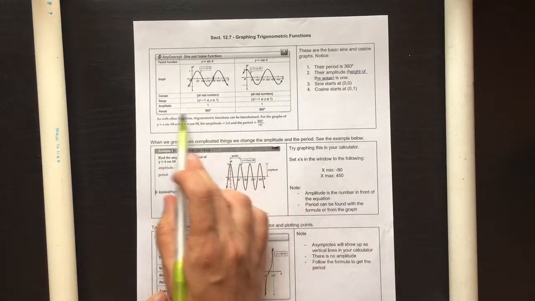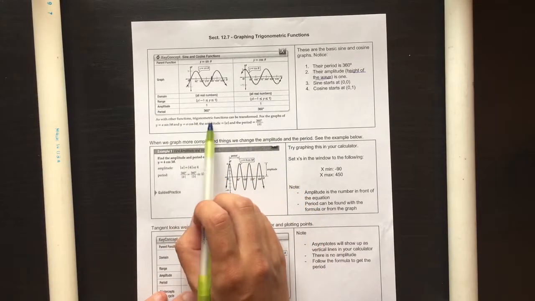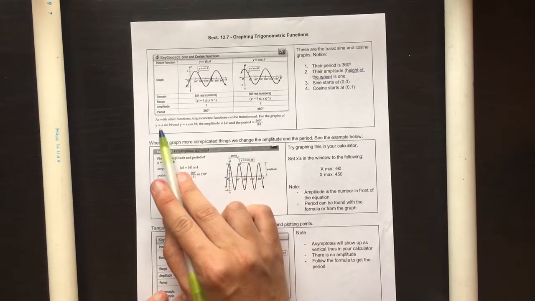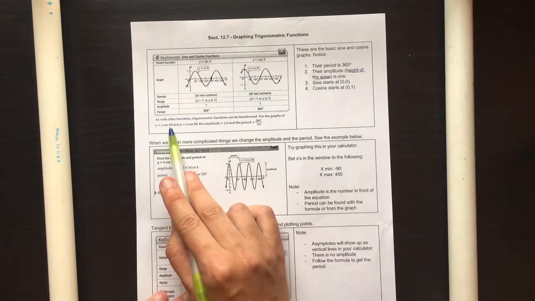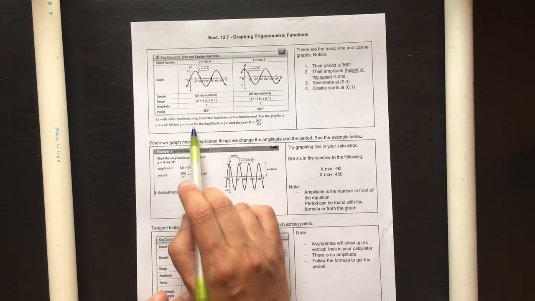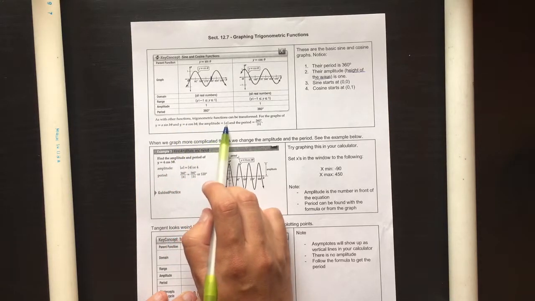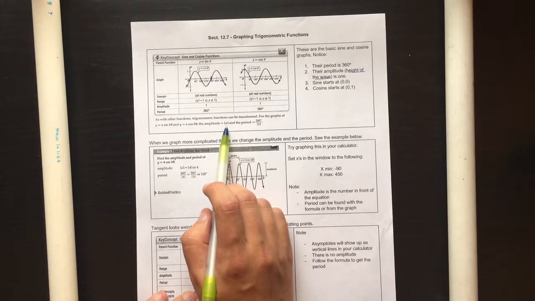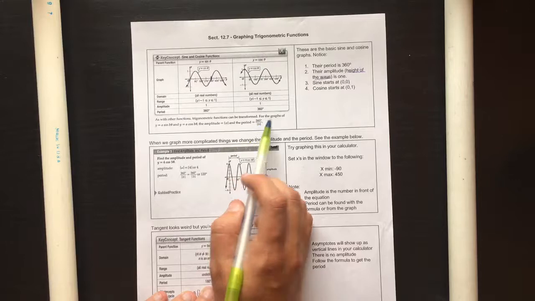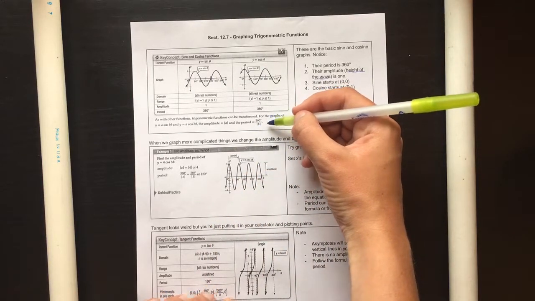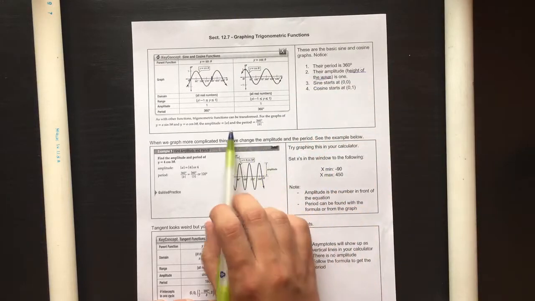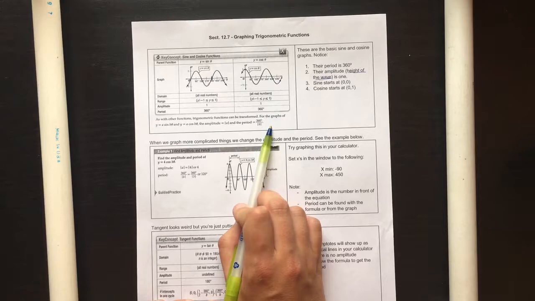Then down here, this is also important information. It says, as with other functions, trigonometric functions can be transformed. For the graphs of y equals a sine b theta and y equals a cosine b theta, the amplitude is always a, but it can only be a positive number. And the period is always 360 degrees over the positive b. So those can both only be positive numbers.